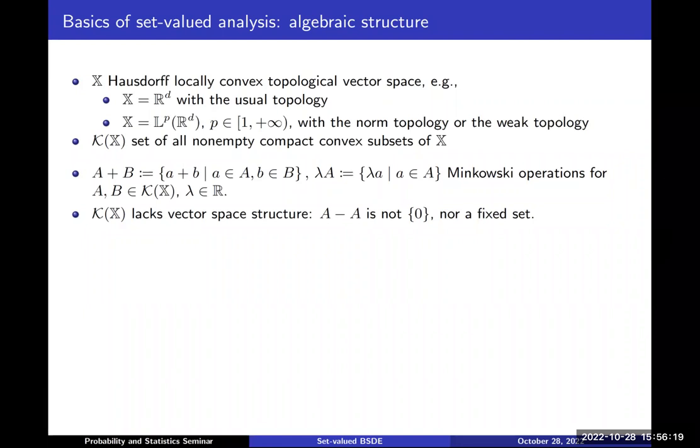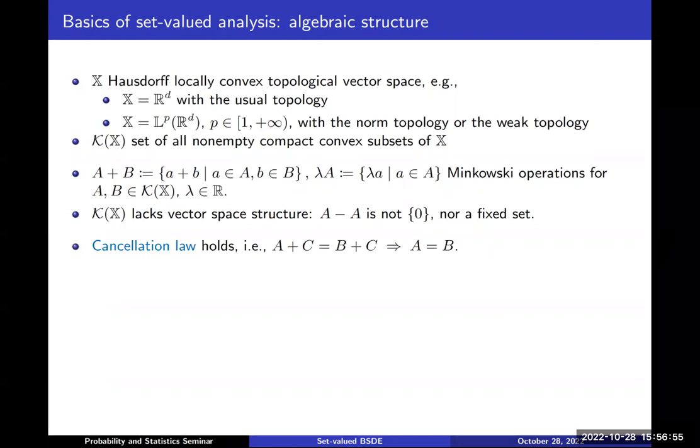Before thinking about anything topological like limits and so on, let's start with the very basic things. How do we add sets? We do it in a simple way, the Minkowski way. But when we do it, this hyperspace with Minkowski addition is not a vector space. For instance, when you do set minus set, A minus A, this is not the origin. This is not a fixed set. You might end up with a very large set, which doesn't look like the difference between two sets.